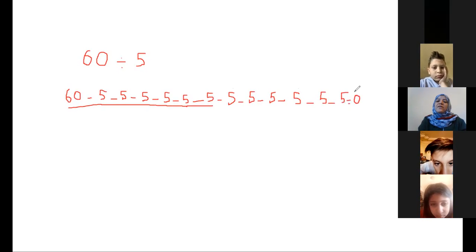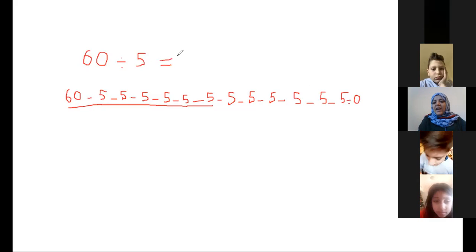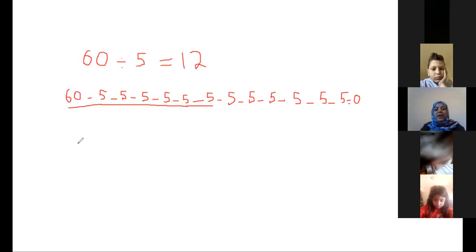Count, how many 5s do I have? 1, 2, 3, 4... Equals 12, very good. Yalla, the last example. Please do it. I'm going to do it much easier.